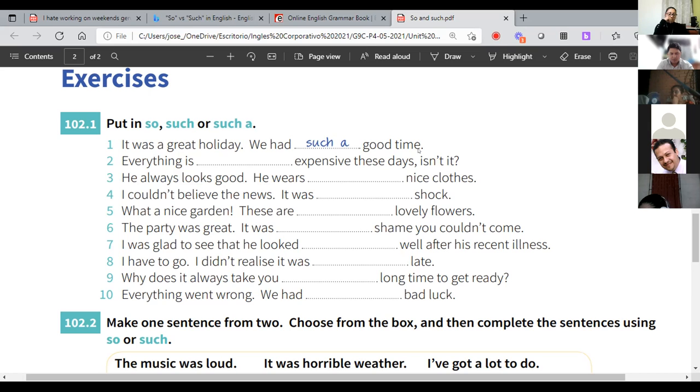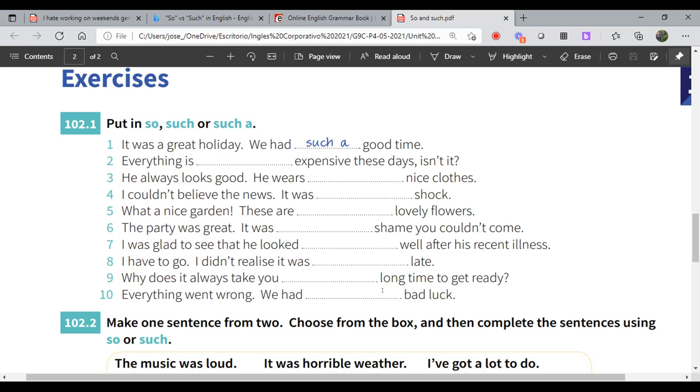Por ejemplo, usted puede decir a una persona: You are such a good person. Es una persona muy buena, ¿verdad? Or you are such an impatient person. Usted es muy impaciente, right? Y el such es para plural y el such es para singular. Exacto, such es plural y el such es para singular y para cuestiones no contables.